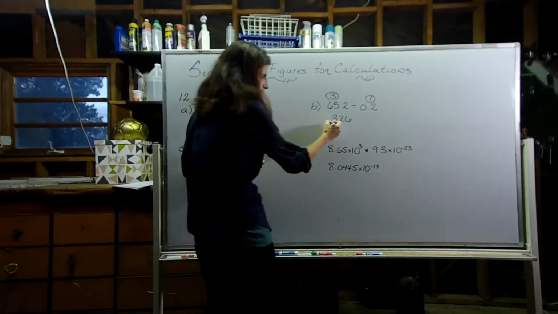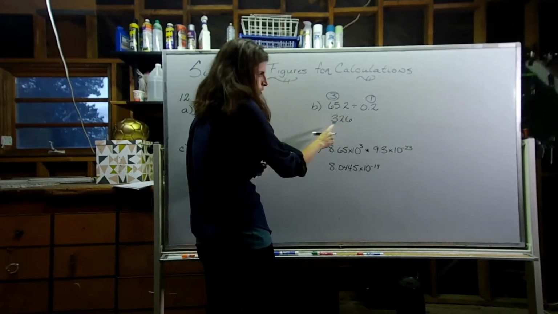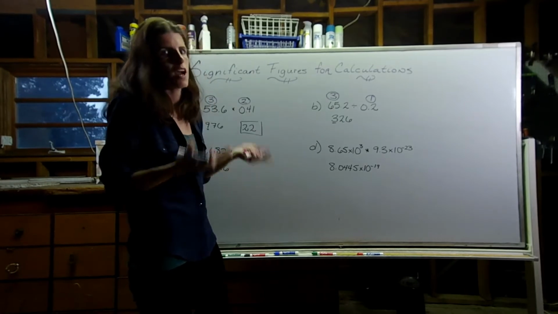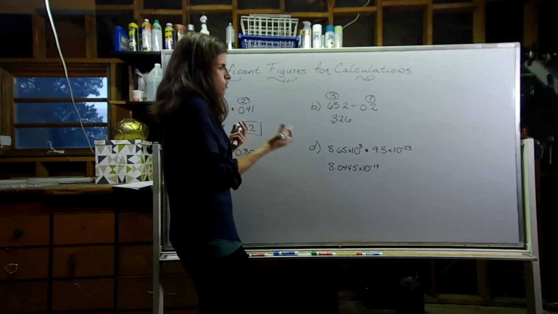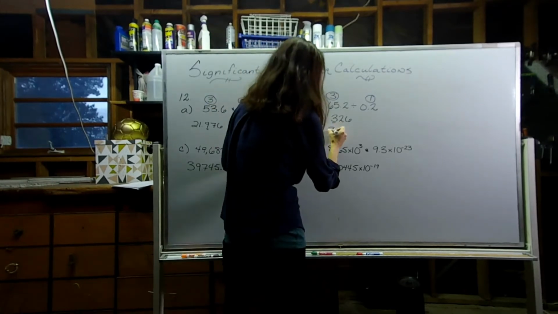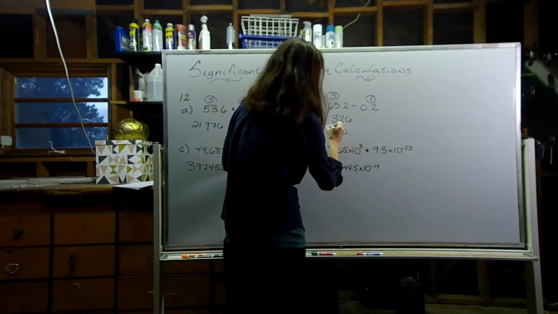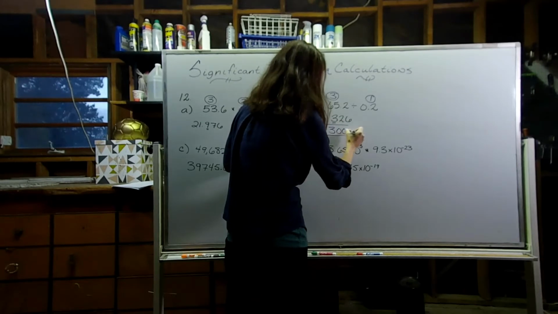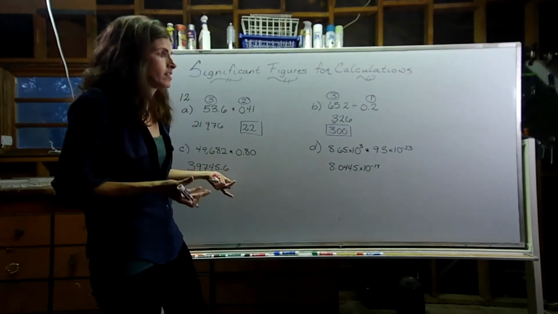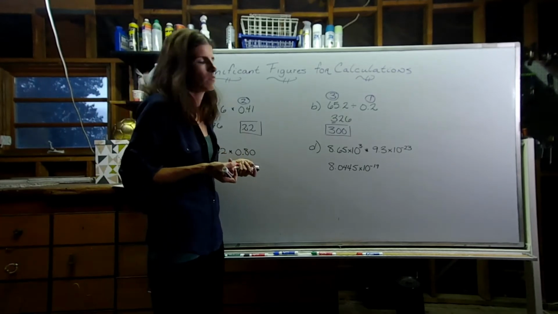So we're keeping the 3 for sure. We're looking at the 2. Well, that's not bigger than 5, so we're not going to round up. Several different ways we can do this. We could say that our answer is simply 300. And I would have to take that. It just has 1 sig fig and it's the correct answer.